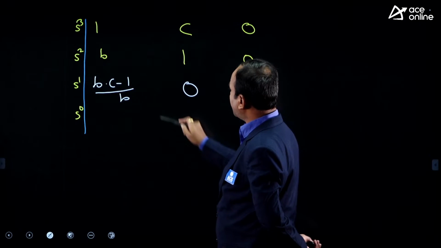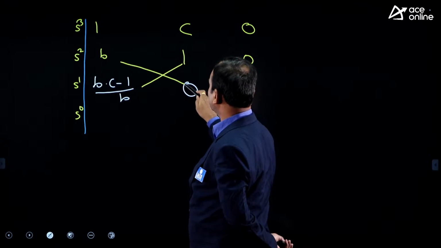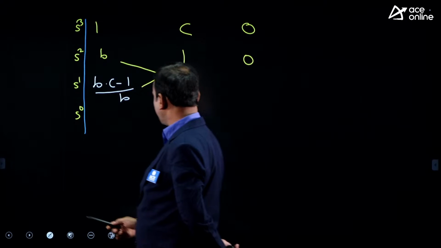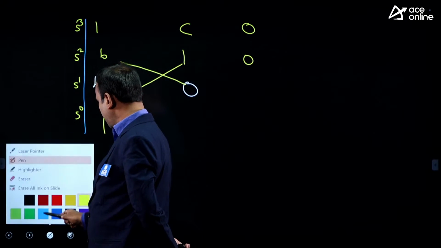Next, multiply this 2 minus this 2 upon this element. So no doubt this element you will get the answer as 1. You can check it, 1.